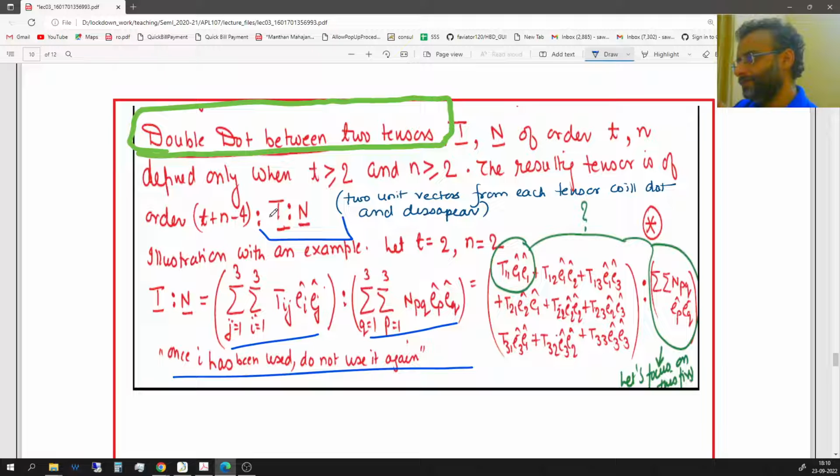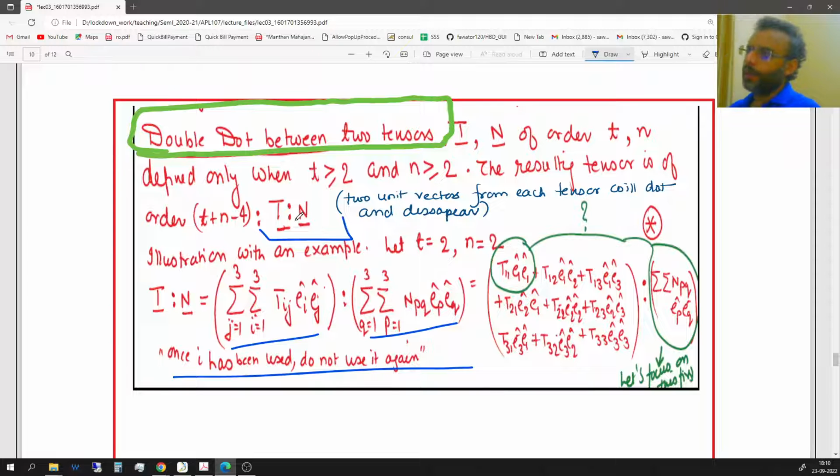minus 4. Okay? And this minus 4 actually comes from this idea that if one dot product is there, remember 2 unit vectors are sacrificed, right? It becomes e1 dot e1. So 1 unit vector comes from the left tensor, 1 unit vector comes from the right tensor, and in the case of a single dot product, both of them sacrifice each other to reduce the order of the resulting tensor by 2. Right? That happened with the single dot product.